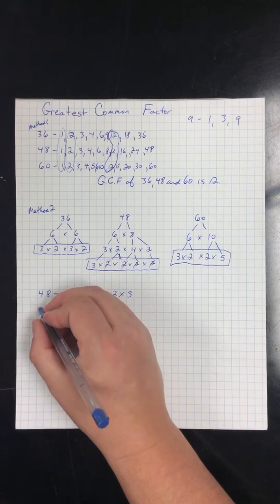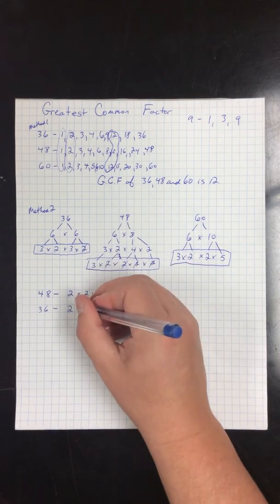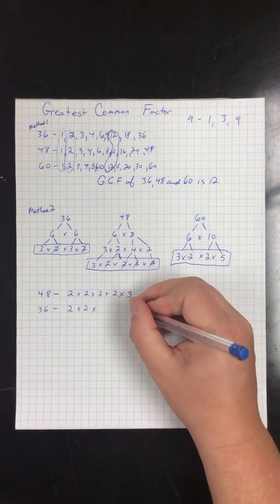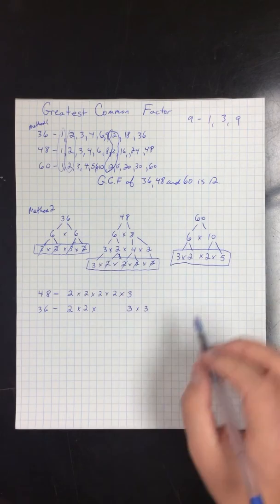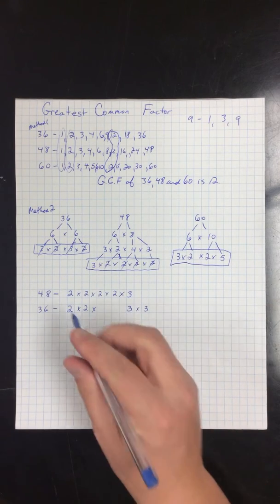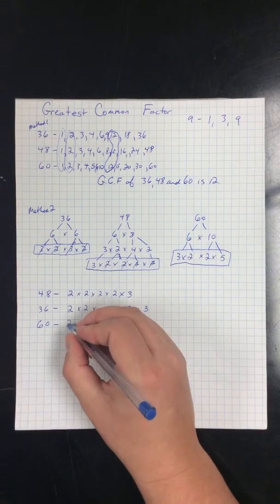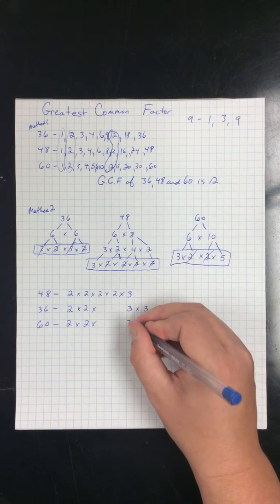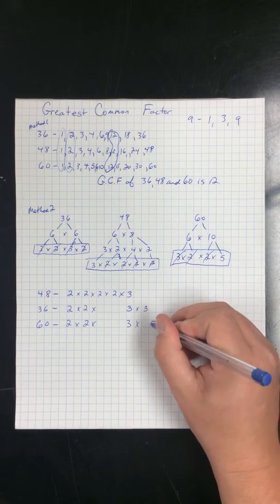I'm going to do the same for 36. And 2 times 2 times, I've got to line it up with the other 3 that I already have, 3, and I'm going to add a new column, 3. There's no other 3s to line up with. And the same with 60. The prime factors of 60, I have 2 times 2 times 3 times a new column times 5.